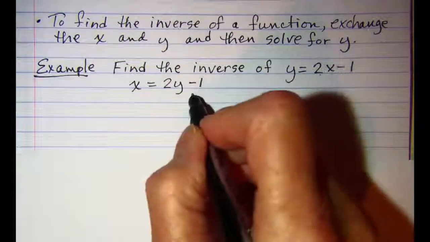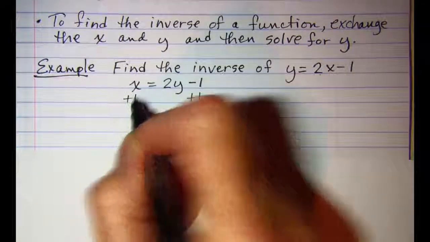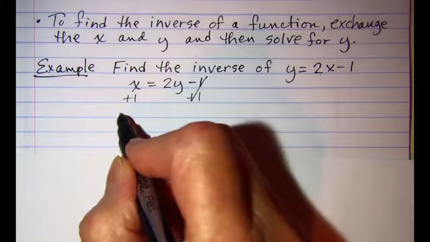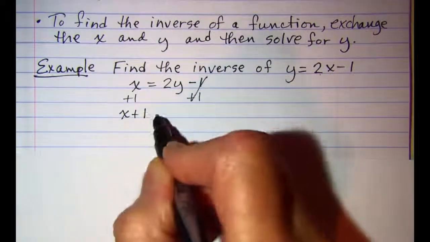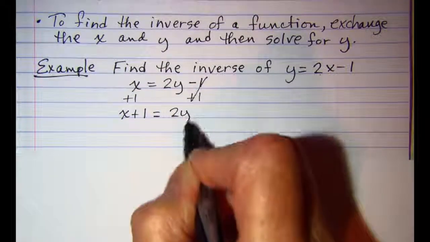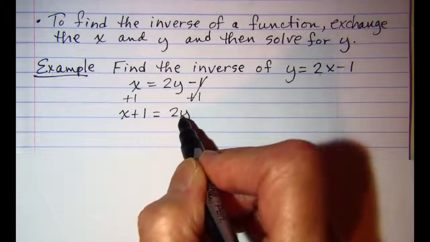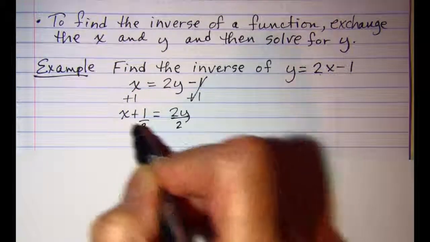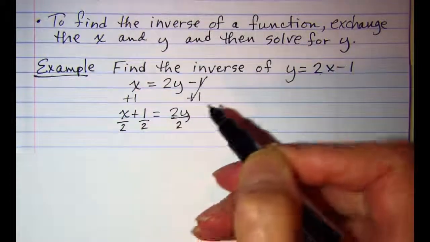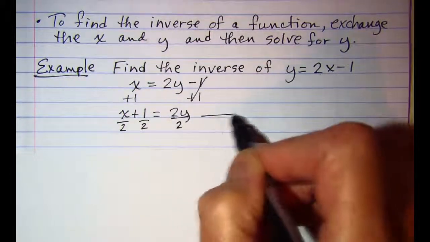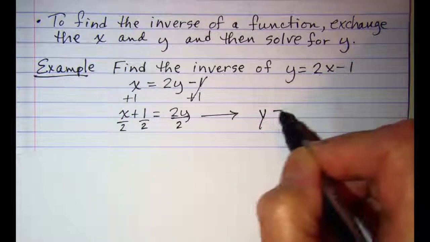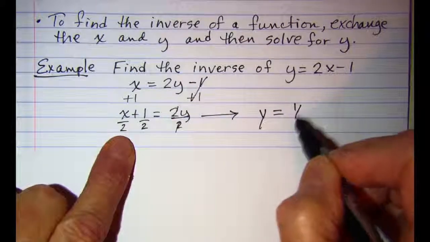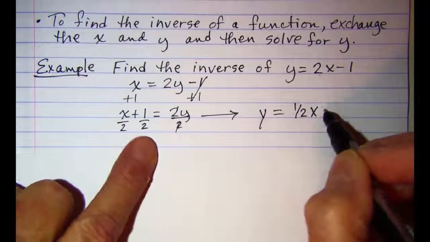So add 1 to both sides. I can't actually add the x and the 1, so I'll just write it. And then divide both sides by 2. When we divide by 2, we divide each term by 2. So we get y equals 1/2 x plus 1/2.